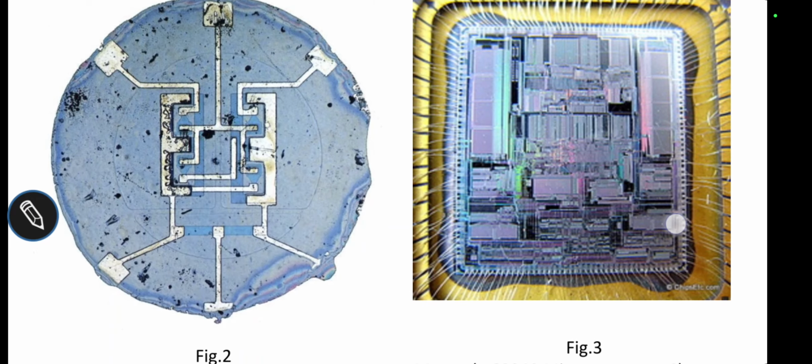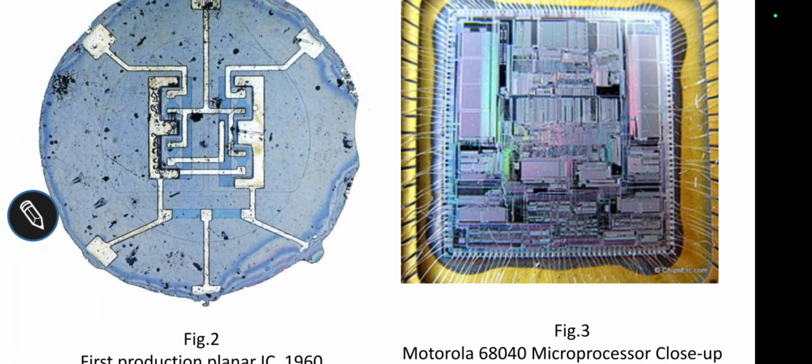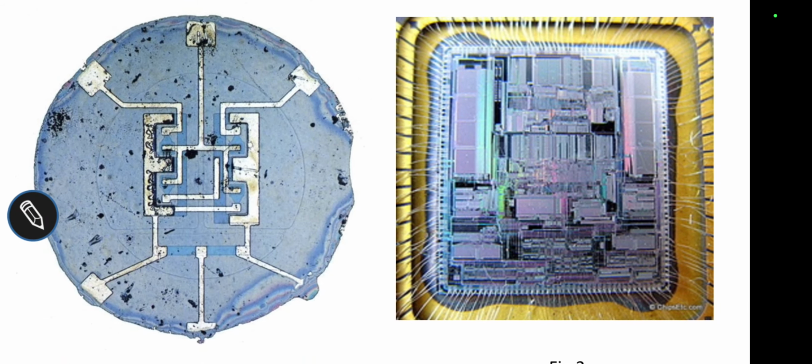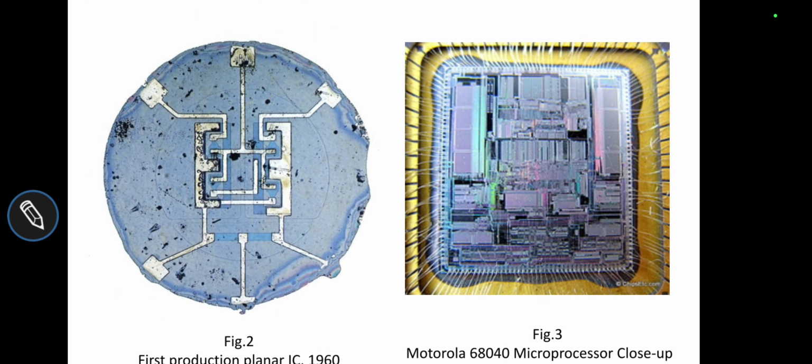Then it comes to the era of 1990 where you have the microprocessor, where the number of transistors is in millions of transistors. I'll tell you how millions of transistors are placed in a single IC of micrometer by micrometer size. Okay, we'll see that. Now I'll write one thing here.